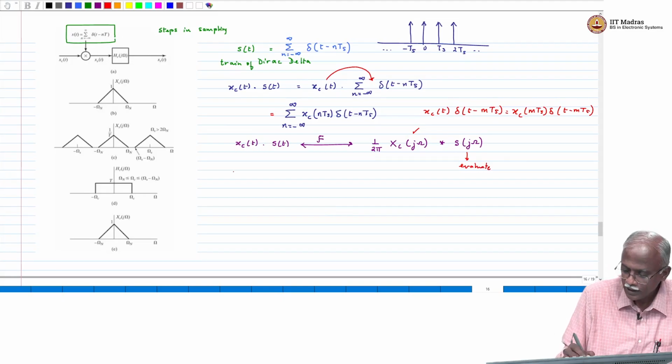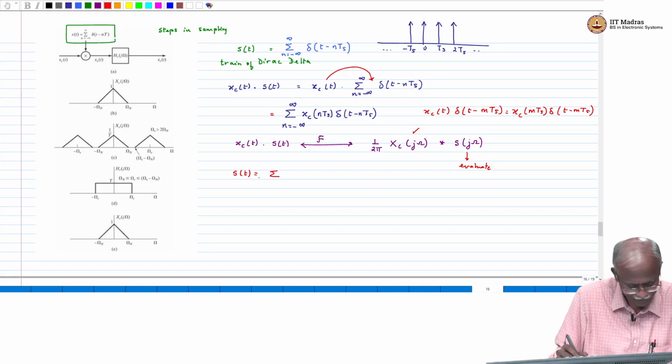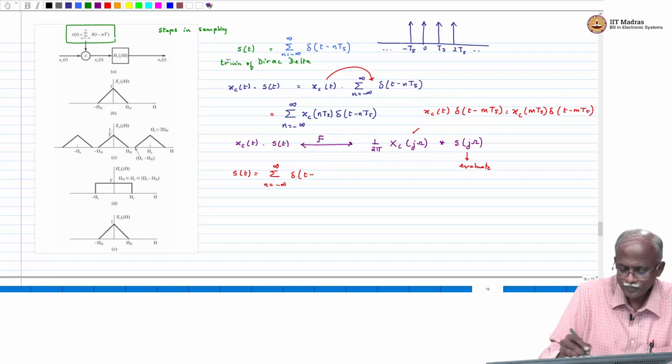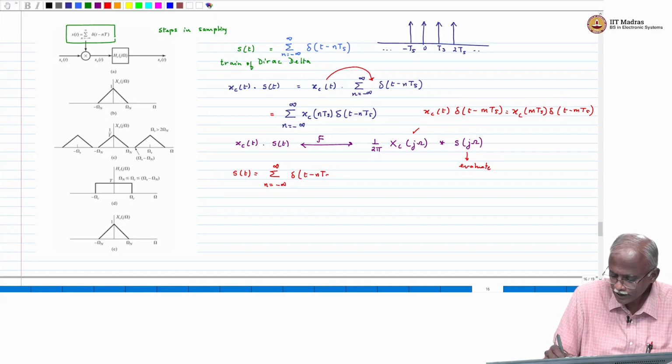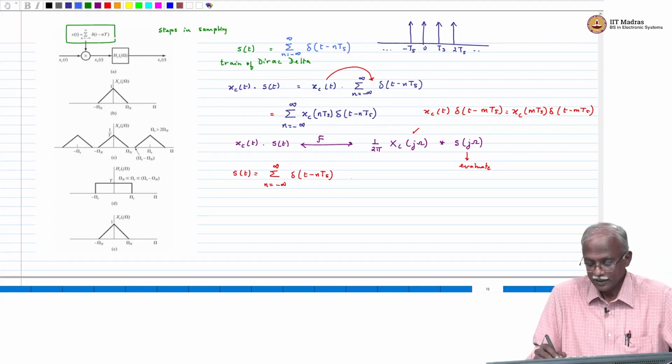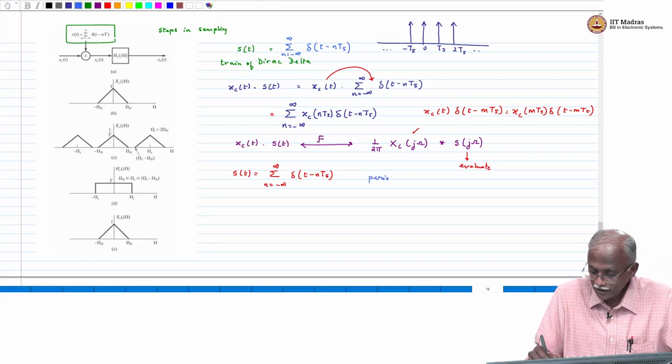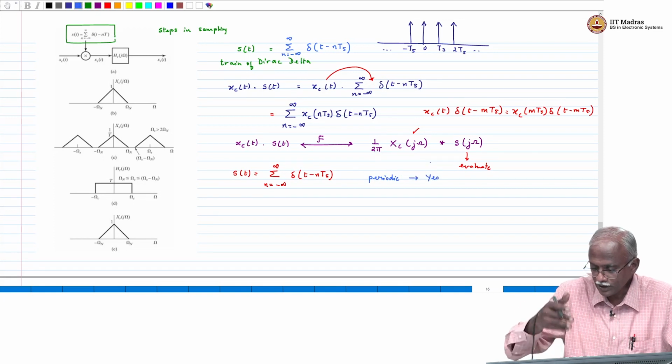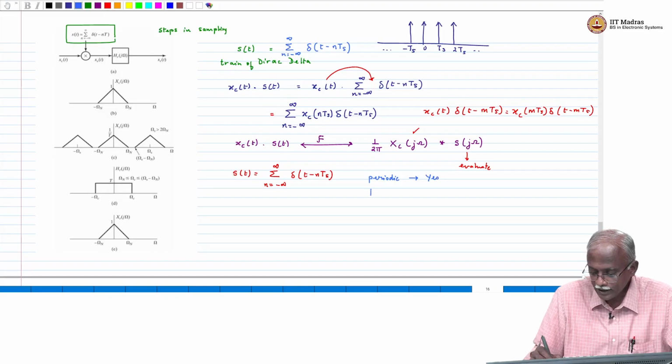So how do we do that? Take a look at s of t. S of t is summation n equal to minus infinity to infinity delta of t minus nTs. First question, is it a periodic signal? Periodic signal, the answer is yes, because you see that these delta functions are coming in a period. And the second question is, what is the period? And the period happens to be equal to Ts.